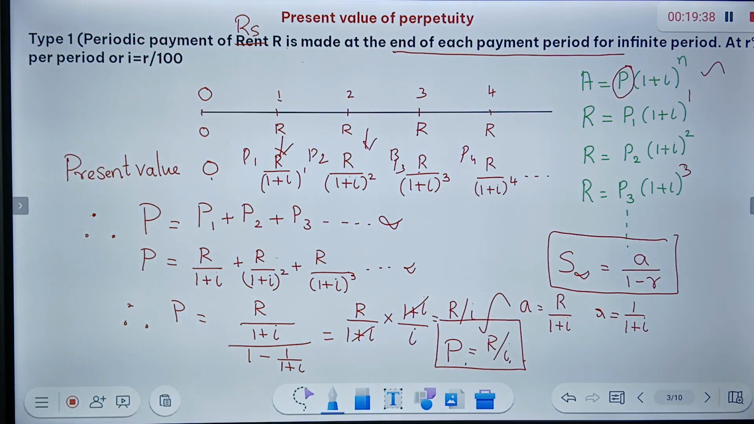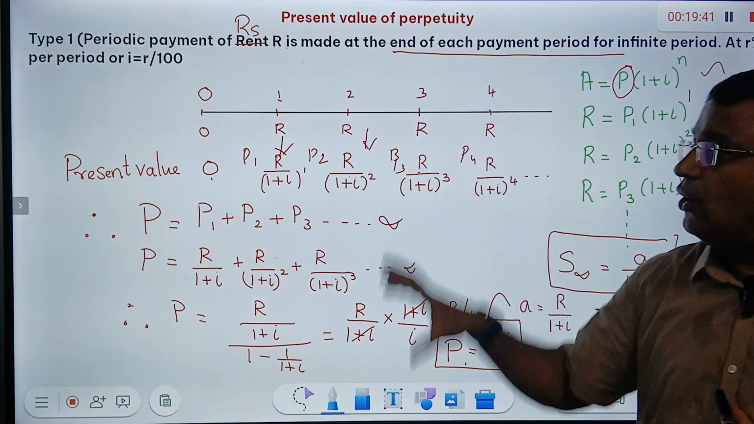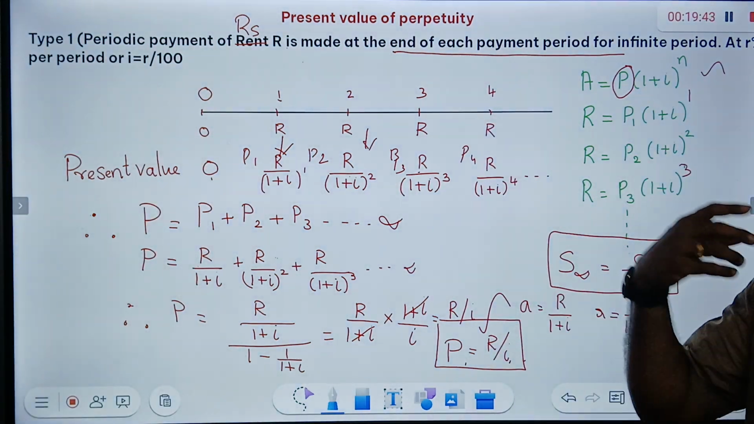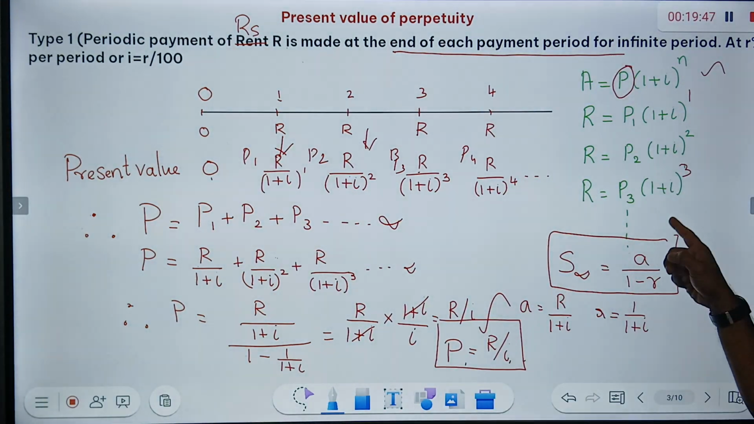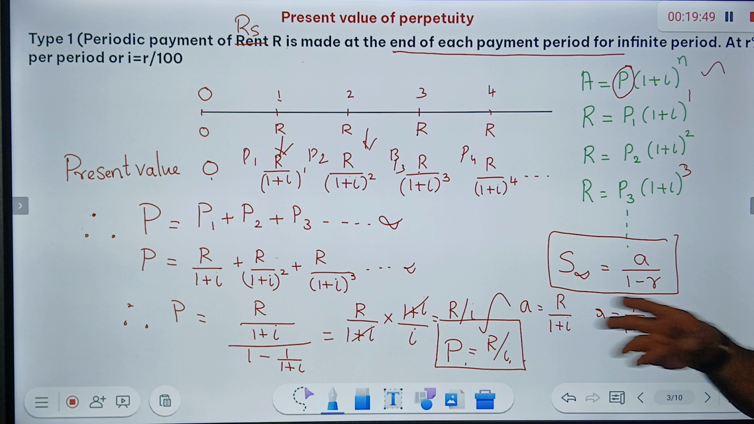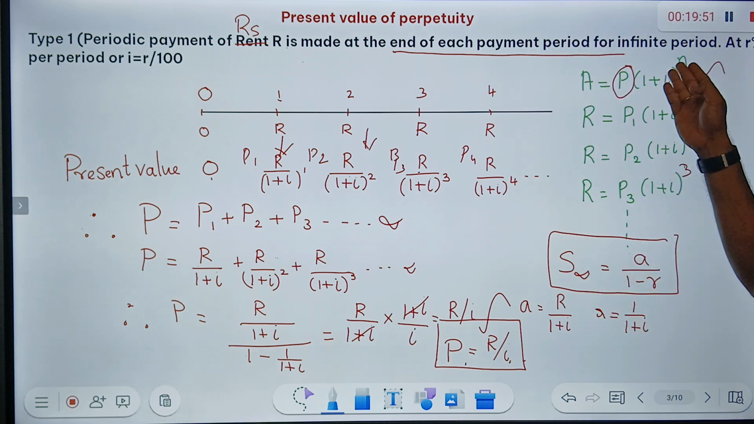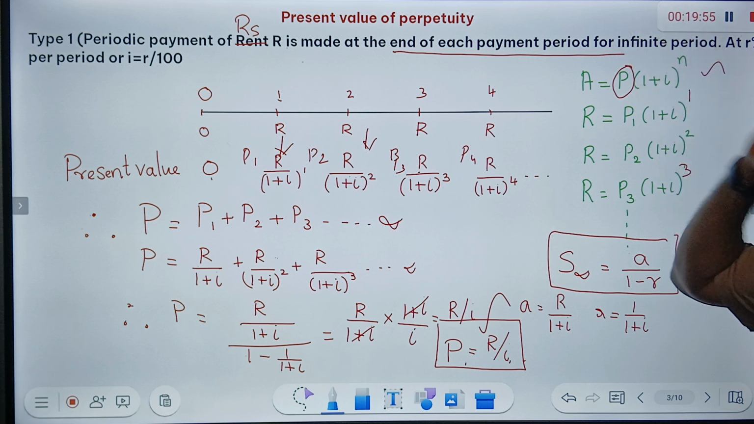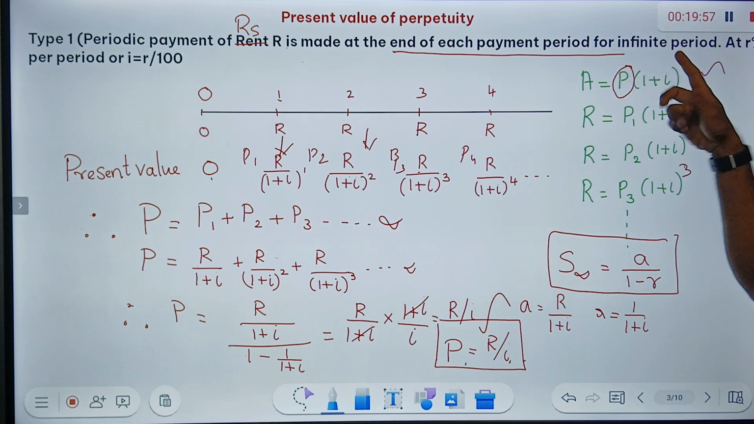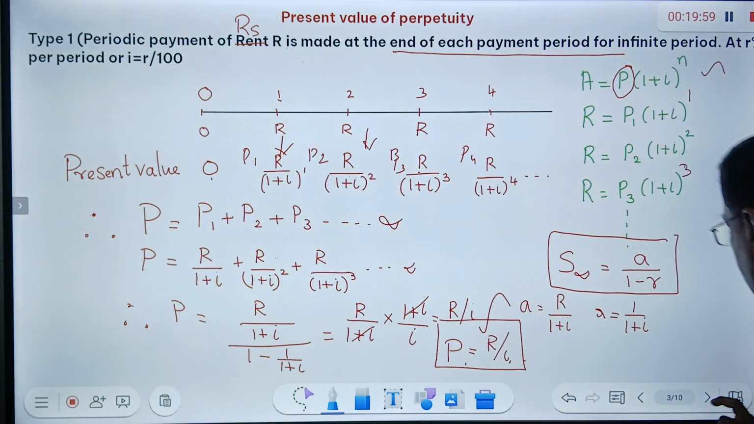Formula is important. But the derivation always helps you to understand a lot of terminologies, like what is the present value. And you will also understand, as I told you in the beginning, that perpetuity is nothing but compound interest. You can get everything from the compound interest formula, A equal to P into (1 plus i) power n.